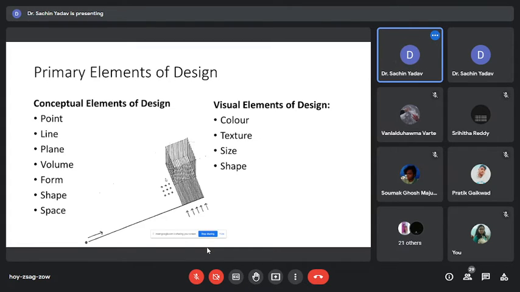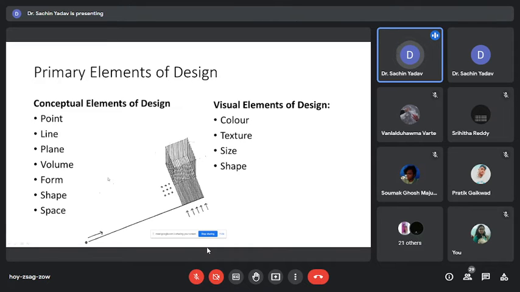Now, the primary elements of design. This lecture will present the conceptual elements of design in the order of their growth: from the point to a one-dimensional line, from the line to a two-dimensional plane, from the plane to a three-dimensional volume, and from the volume to form and space.